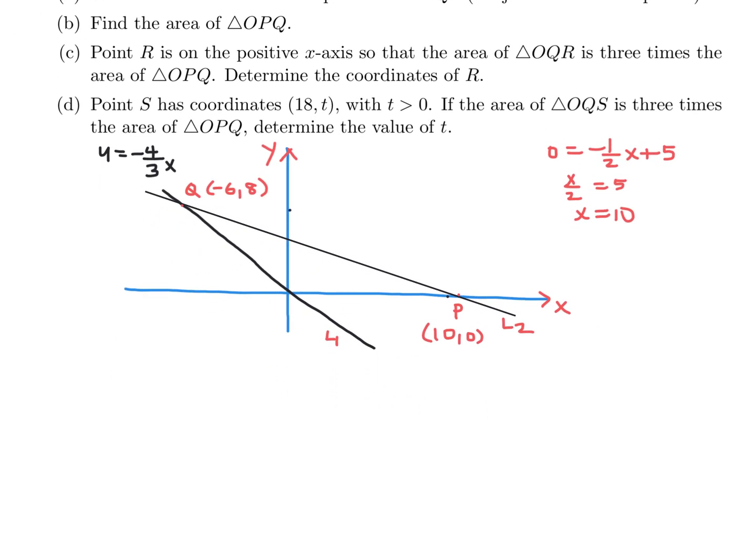What is the area of OPQ? Okay, so where's O? O is the origin, right? So OPQ, that shouldn't be too hard. Triangle OPQ, 1/2 base times height. So the base is 10. The height would be the y coordinate of Q, which is 8. And therefore, that looks to me like that would be 40.